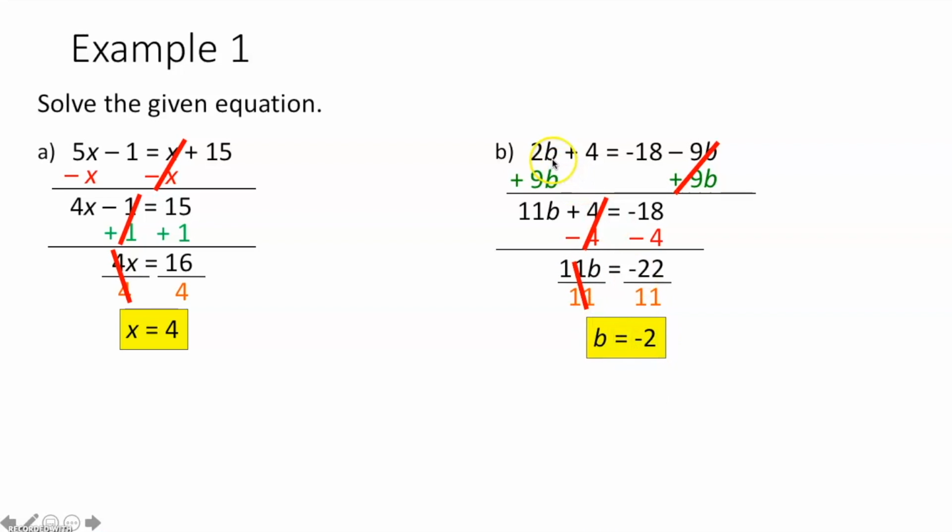Again, always check your answer. Plug in negative 2 here, plug in negative 2 here. You should get the same thing on both sides of the equation.